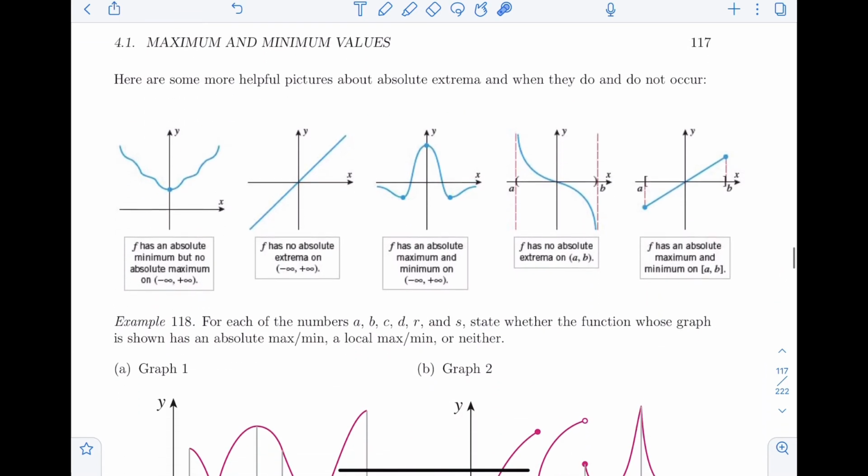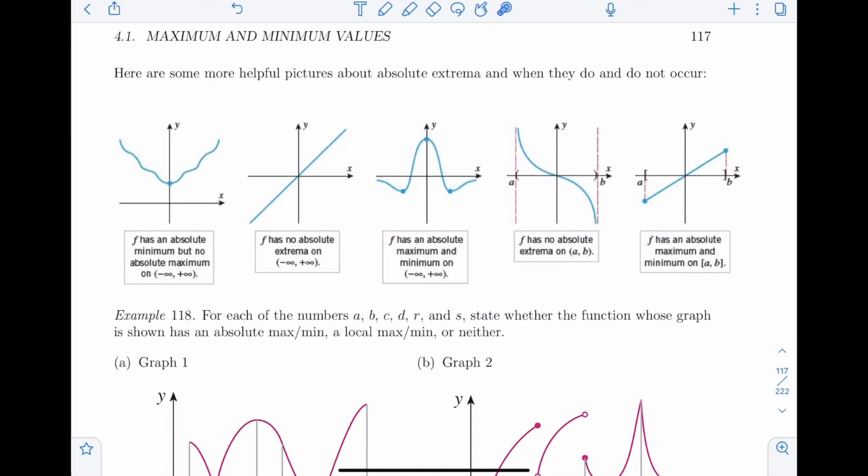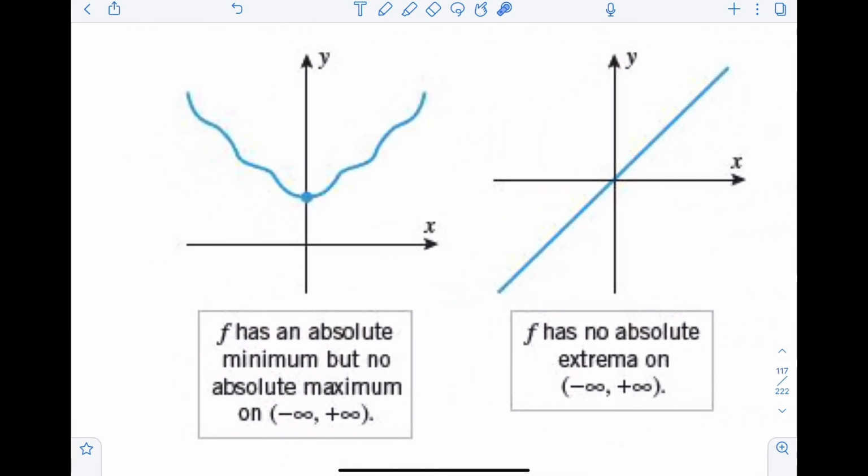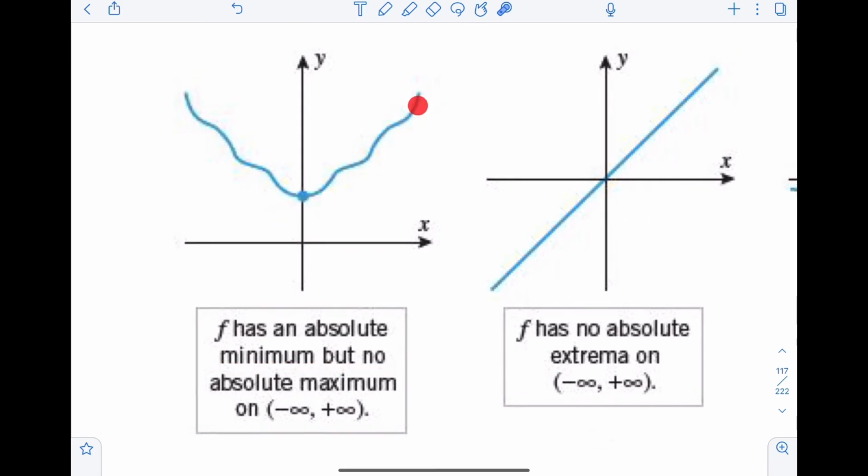Let's keep going. So here are some more helpful pictures about extrema and when they do and do not occur. All right, so this first one here, as I come down and back up, there is an absolute min, but there is no absolute max. Okay, so again, we should have put arrows on this, but there's an absolute min, there is no absolute max, there's also a relative min here.